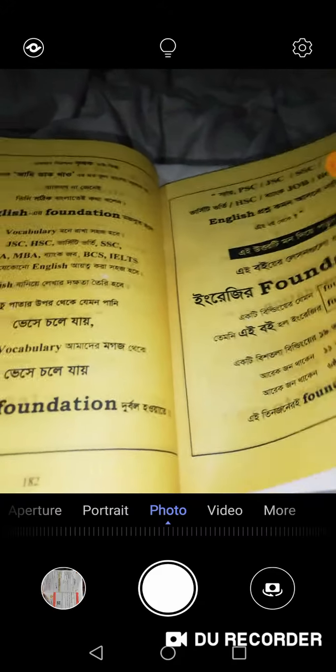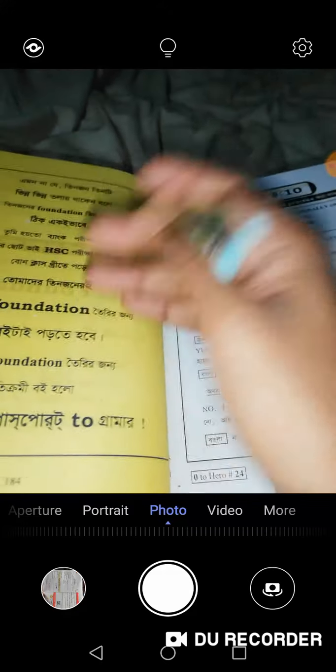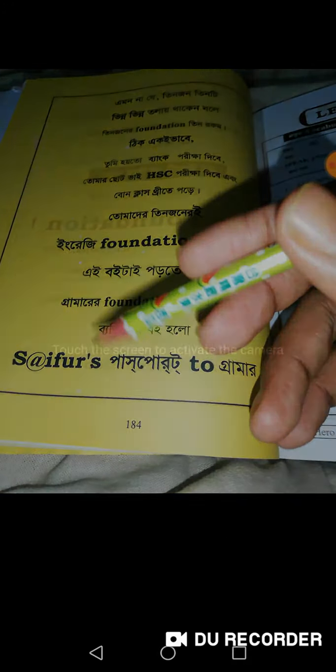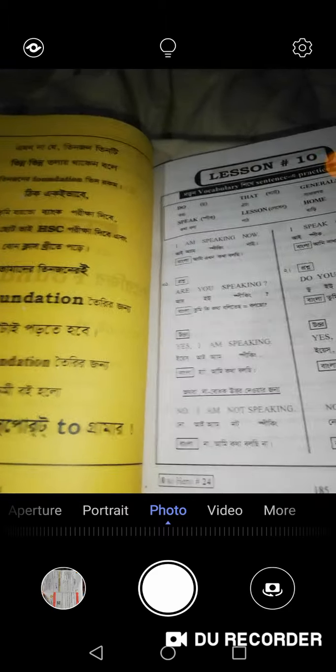Basically, this is an interesting book. If you're seeing my video from Bangladesh, then I recommend you buy this Saifur's book, and it's literally a good book. I really like this.